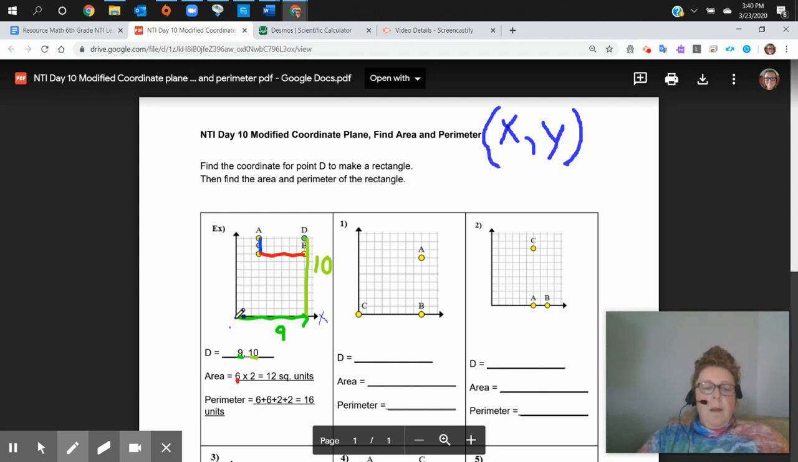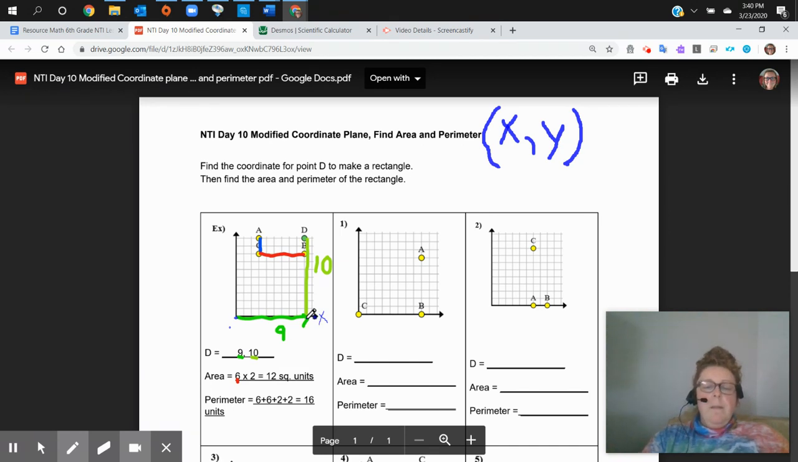Okay? And then so we've traveled to where the x value is. For this first one, it's 9. So that's why there's a 9 right here. If you count these little boxes, 1, 2, 3, 4, 5, 6, 7, 8, 9. This is about where 9 is, right here.